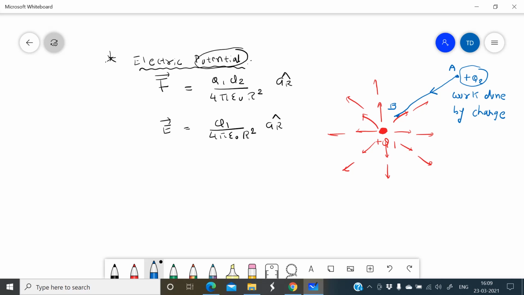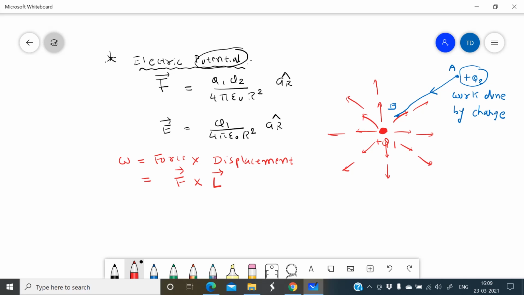Here, in the general definition, the work done by the charge, W, is nothing but, as we know, force into displacement. Force is a vector quantity, so force F into displacement, meaning travel from point A to point B. Suppose this distance is L. So F into dl.